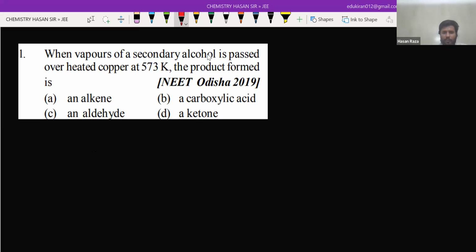No, wrong answer, Tarif. Okay, that's good now. Shavej, it's wrong answer. Secondary alcohol. It is oxidation basically. If it is primary, it will be converted into aldehyde. If it is secondary, then it will be converted into ketone. If you remember this reaction, CH3CH2OH, copper at 573 Kelvin.